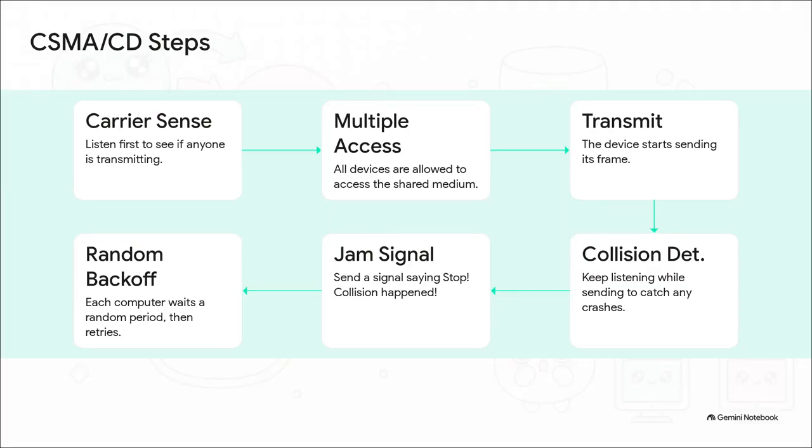Let's actually walk through exactly how a computer, let's call it PCA, uses this rule. Step 1 is carrier sense. PCA literally listens to the wire first to see if anyone else is transmitting. If the wire is busy, it waits.